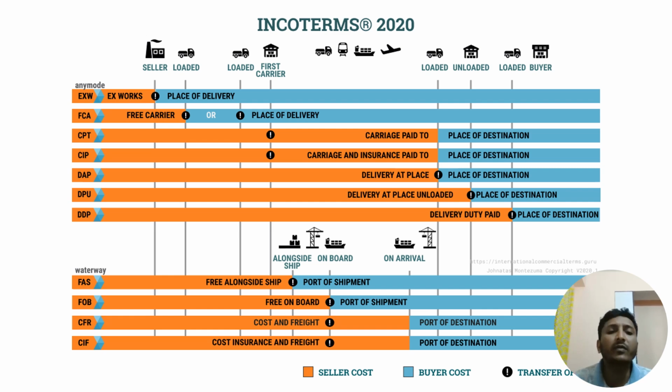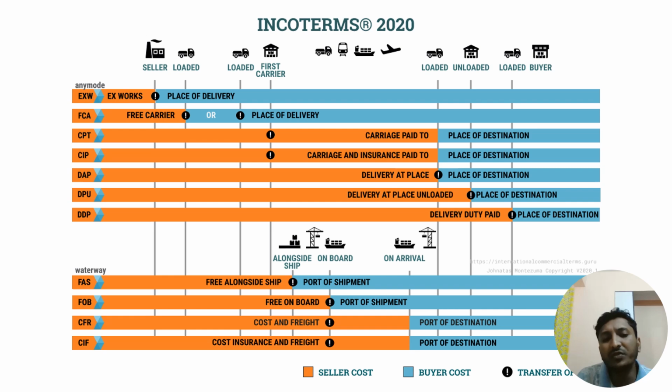So here is Incoterms 2020, the latest Incoterms. EXW we can use with any mode. There are responsibilities on the buyer side and the seller side, and you can easily see them here. The orange color is mainly the seller side, and the blue color is mainly the buyer side. So the seller carries all the responsibility here. In any mode, we can use EXW, FCA, CPT, CIP, DAP, DPU and DDP.